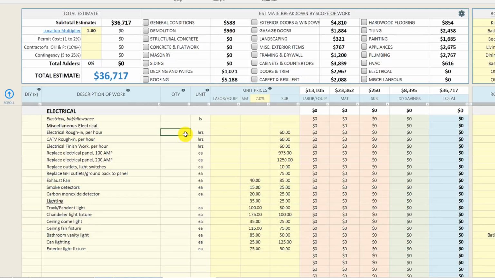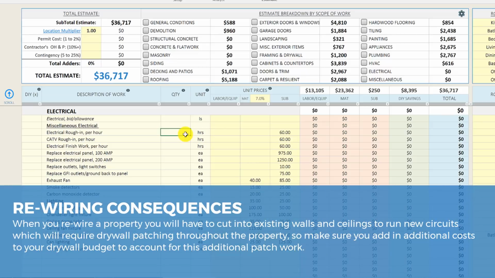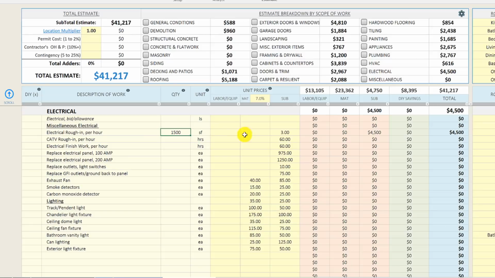So we ended up rewiring the entire property, and generally I think rewiring a property is going to be about $3 a square foot. So let's just plug that in here. Let's say electrical rough-in, per square foot, and let's say 1,500 square feet. You can see we've got $60 over here, which is obviously too much. $3 a square foot, so $1,500 times 3 is $4,500.